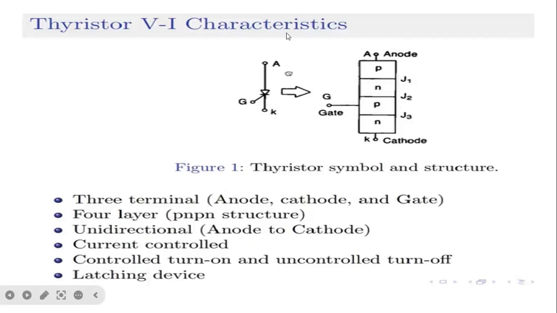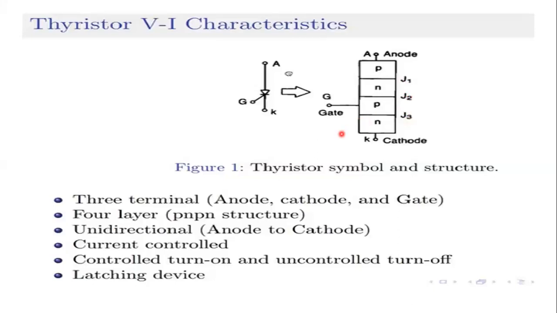So, thyristor VI characteristics. In this, there are different important concepts. Thyristor is a three-terminal device that is called anode, cathode, and gate. And it has a four-layer PNPN structure. So from anode to cathode it has a four-layer structure and also three junctions, J1, J2, J3.